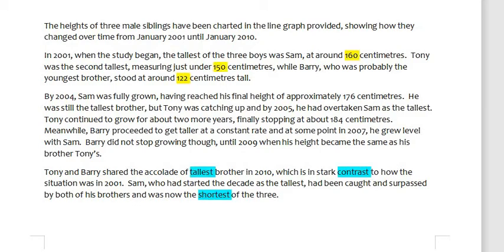I've used specific data from the graph, such as the numbers, and make sure if you use numbers you always use the units. I'm also writing the full word centimetres, not just cm. And the highlighted blue words show comparisons: tallest, contrast, shortest. This shows that I am summarising the data and making comparisons.